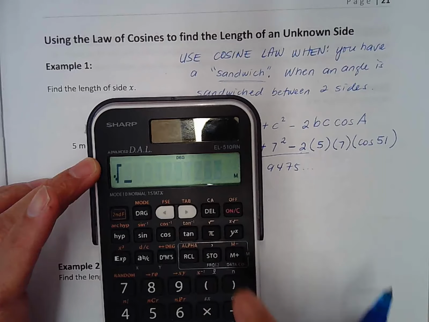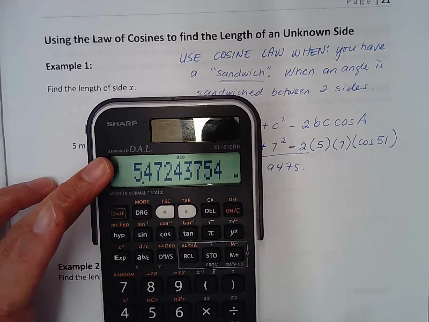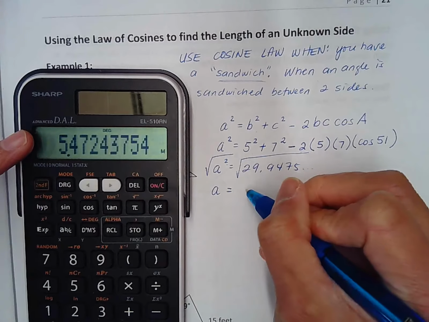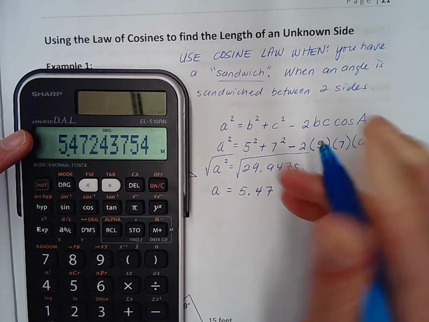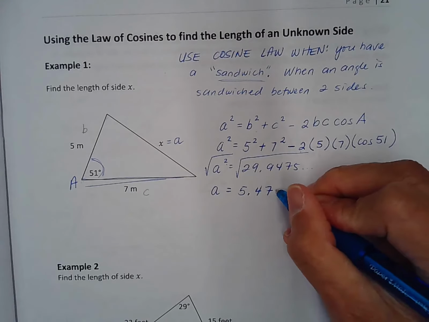Okay, get to know your calculator. Sometimes it has the answer button, so you're not retyping everything. So for a, I got 5.47. Did you get 5.47? Okay, and because we're talking about the side, that would be 5.47 meters.